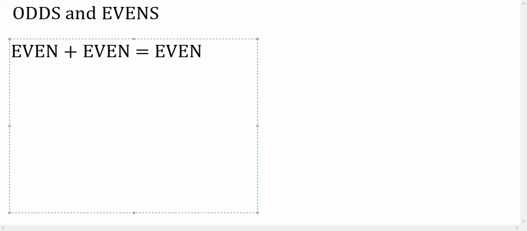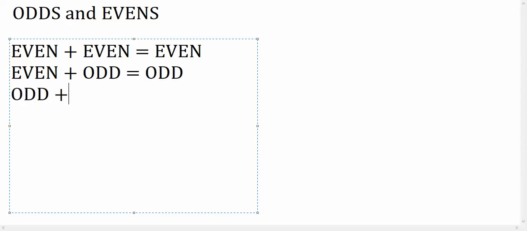Give myself some space to work. So an odd, actually let's just start with even. So an even plus another even is always going to equal an even number. An even plus an odd number is always going to equal an odd number. And an odd number plus an odd number is always going to equal an even. Right? Okay, now let's think about multiplication.